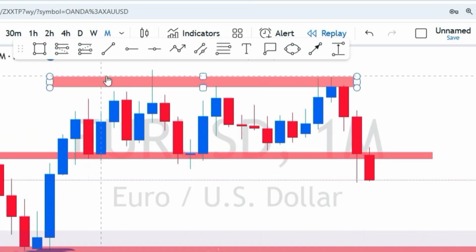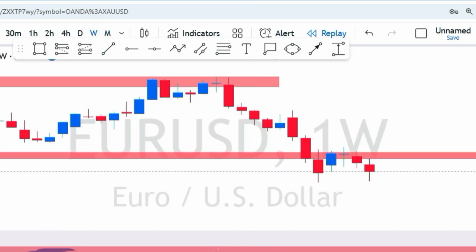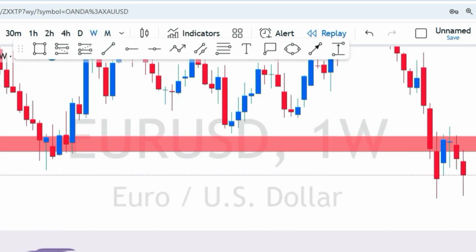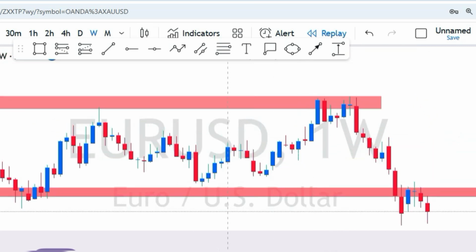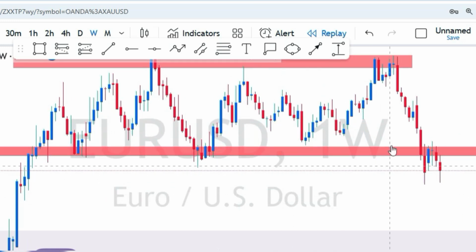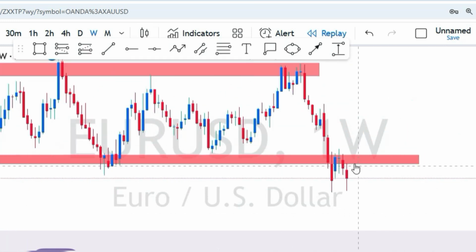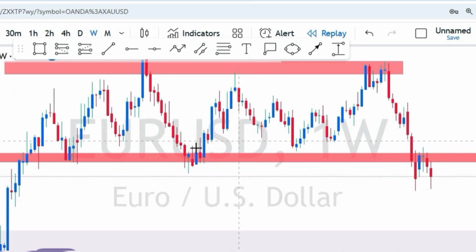So let's go to the weekly time frame so that I'll show you what price is doing over there. If you check closely, you realize that this was a monthly support level which was broken out, and retested. There was a retest here, and price is currently trading downwards. This clearly shows that this zone has been broken and retested, and we are currently trading downwards.